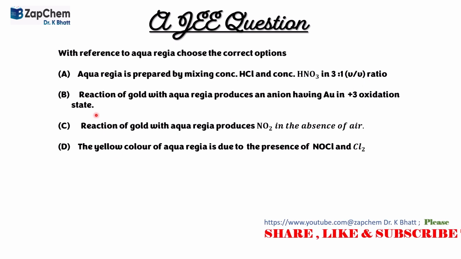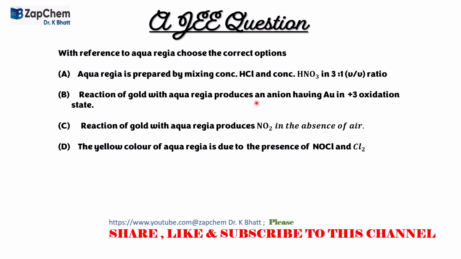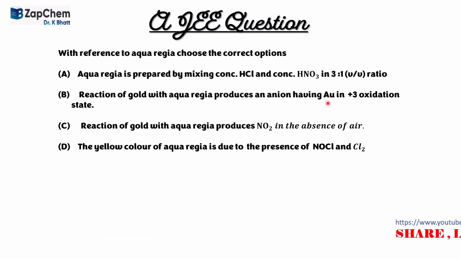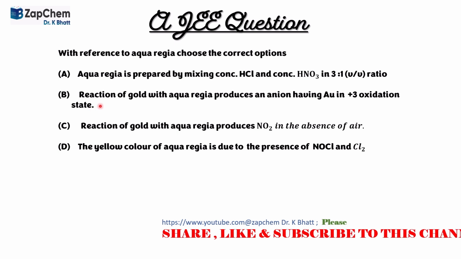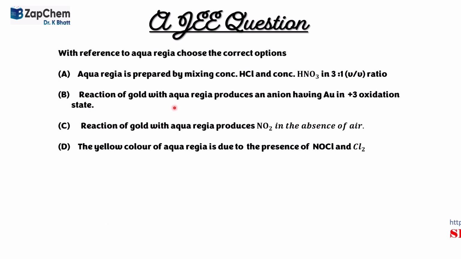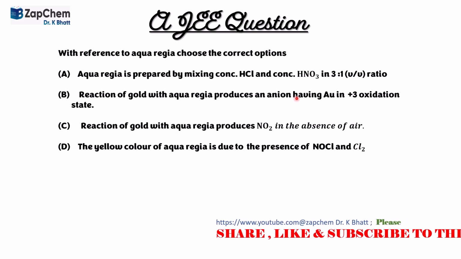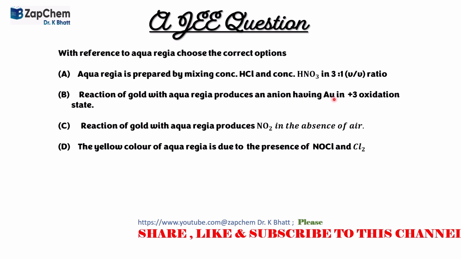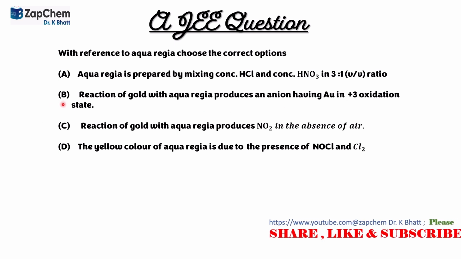Now, when we move to option B, reaction of gold with aqua regia produces an anion having Au in the +3 oxidation state. If we recall, we find that aqua regia reacts with gold and produces chloroaurate ion, tetrachloroaurate ion, where gold is in the +3 oxidation state, and therefore this is also correct.